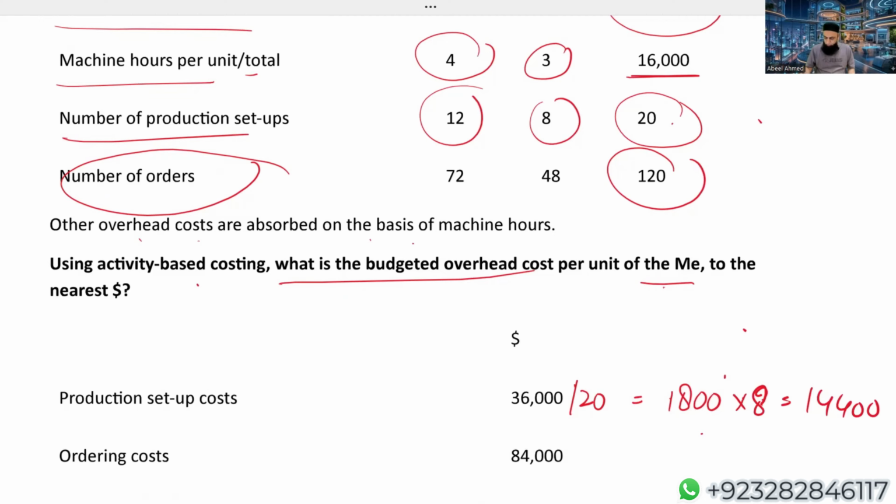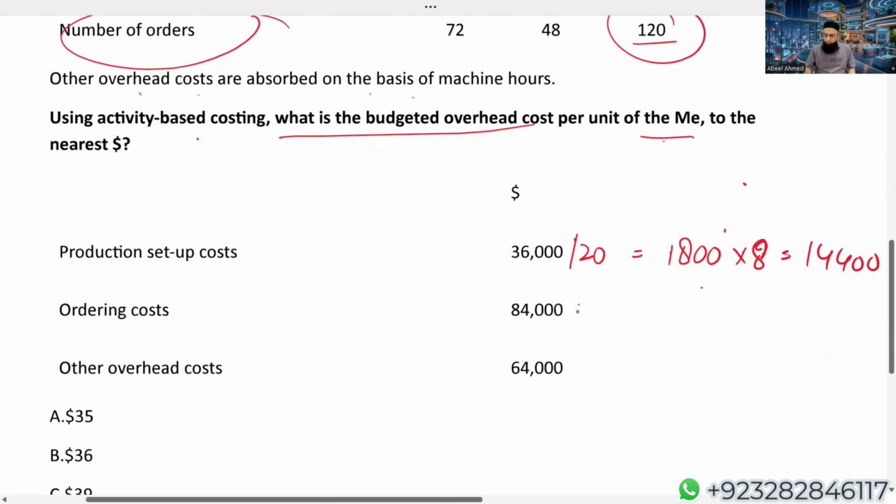Now let's talk about the number of orders. The total number of orders is 120. Ordering cost is 84,000 divided by 120, which will give us the cost per order. Per order cost, I'm getting 700. Students, per order cost is 700. How many orders relate to product me? They are 48. So we are allocating the overheads which belong to product me: 700 into 48, which is 33,600.